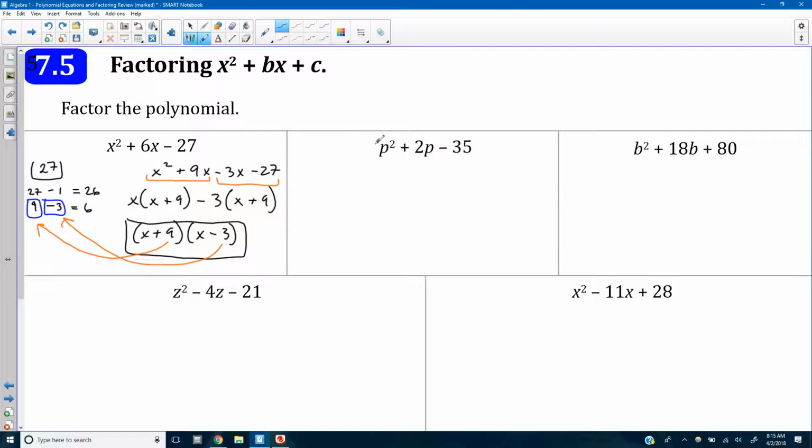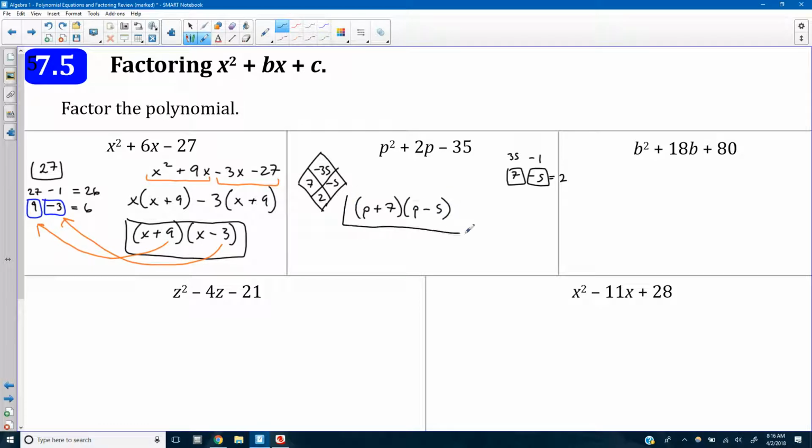p squared plus 2p minus 35. We're asking what two numbers multiply to become negative 35 and add to become 2. You try 35 and 1, and 7 and 5. Negative product, positive sum means the larger number is positive and the smaller is negative, and it looks like 7 minus 5 equals 2. You can see where I start to speed this up more and more as we go. So that's 7 and negative 5, and those two numbers end up also being in the result. That's p plus 7 times p minus 5, and that's your answer.